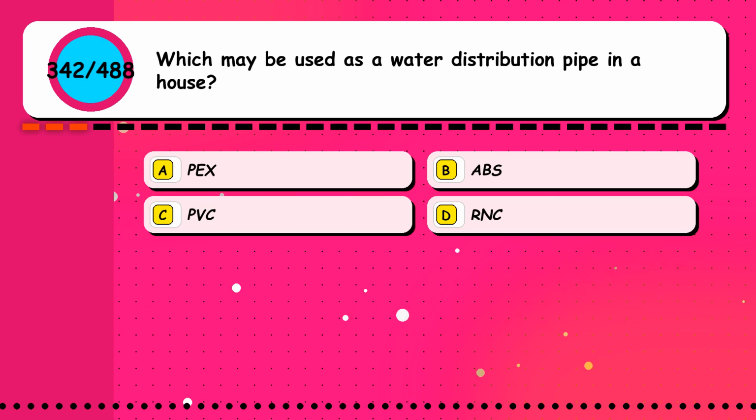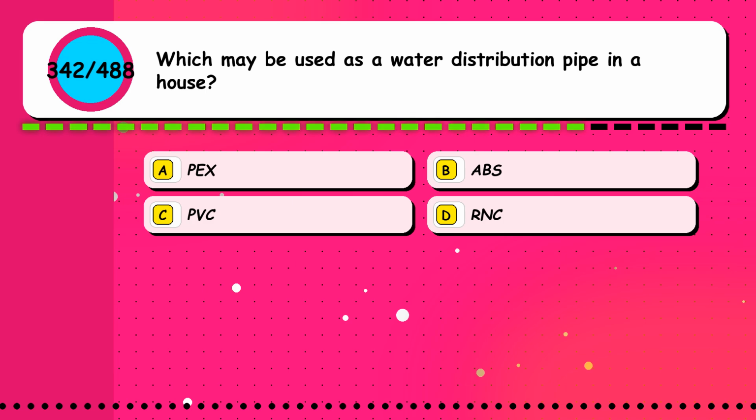Question 342. Which may be used as a water distribution pipe in a house? Option A, PEX. Option B, ABS. Option C, PVC. Option D, RNC.